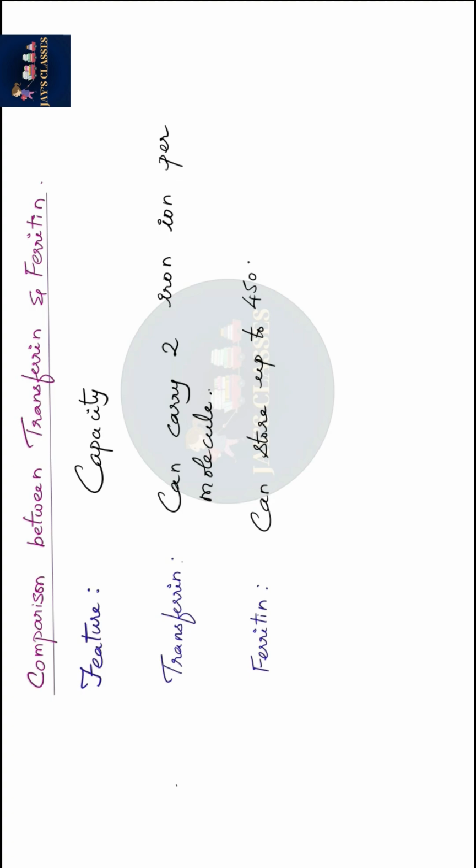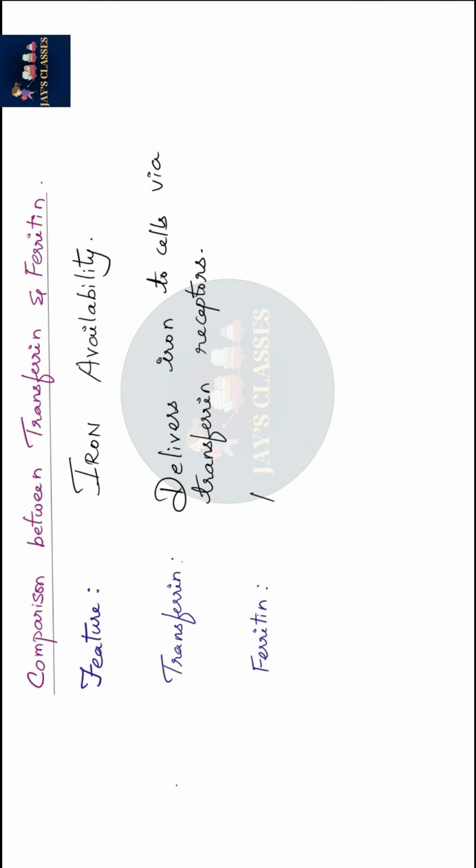Next, capacity. Each transferrin molecule can carry 2 iron ions. Ferritin, on the other hand, can store up to a massive 4,500 iron ions in its hollow shell. Next, iron availability. Transferrin delivers iron to cells by binding to transferrin receptors on the cell membranes. Ferritin releases iron intracellularly as needed, with no external receptors involved.